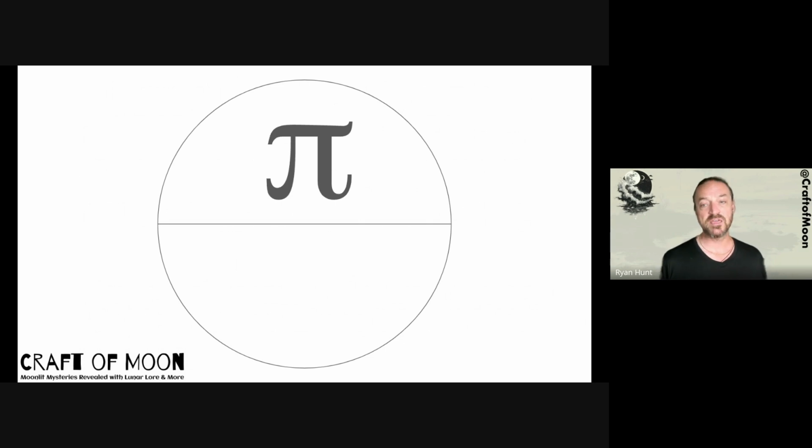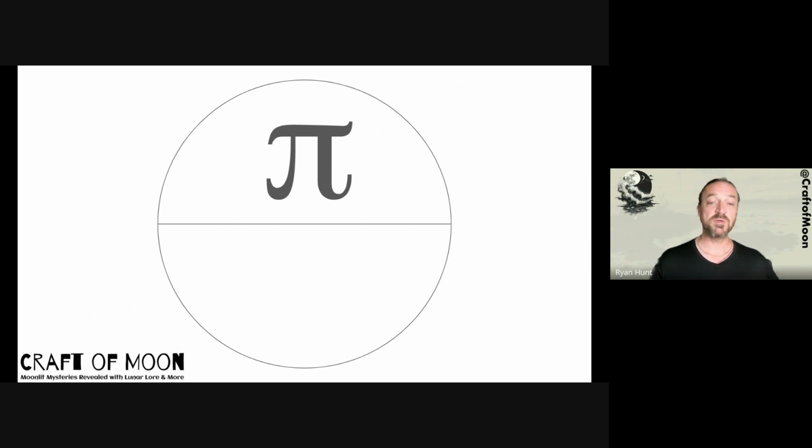And this symbol here is the symbol of pi. Pi is a Greek letter, and it's used to denote this relationship between the circumference and the diameter. And the interesting thing about this relationship is that no matter how big or how small the circle is, this relationship remains constant for every circle of every size.